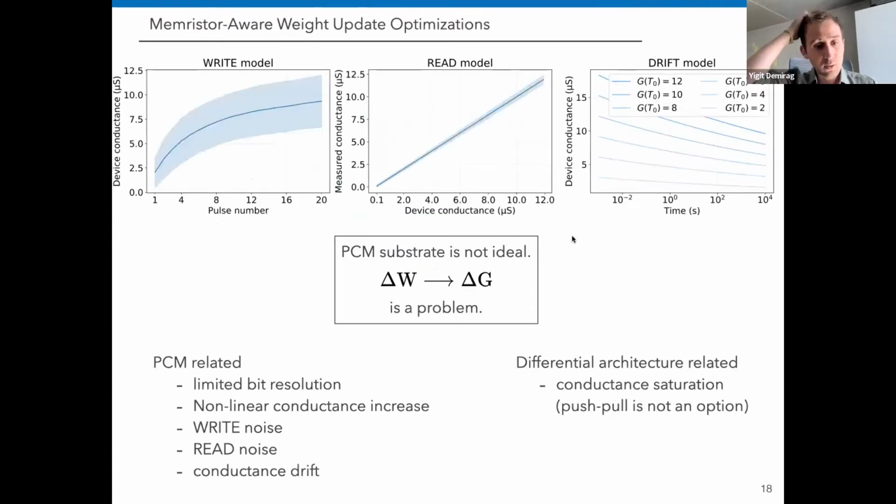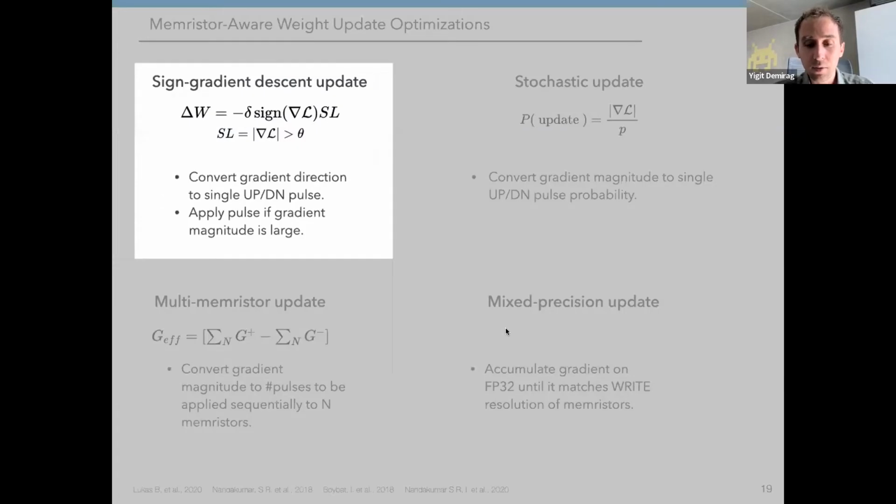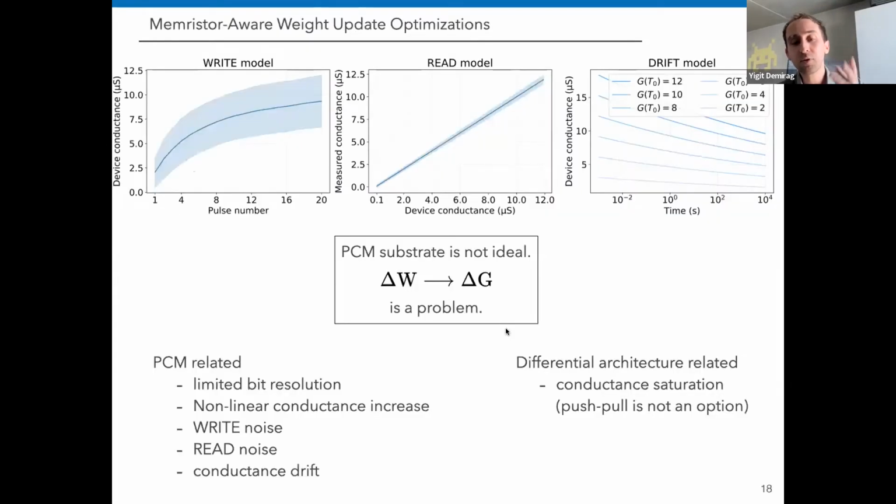Okay, so yes, I just mentioned this. Due to these non-idealities in the write model and the drift, this delta W calculated by e-prop is not directly implementable on the hardware. And here I will go through 4 different approaches we tried to solve this transformation.